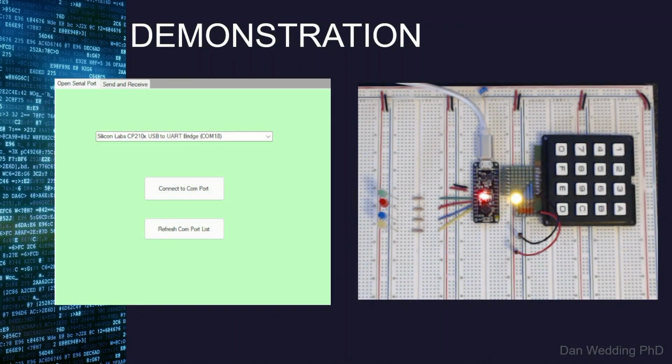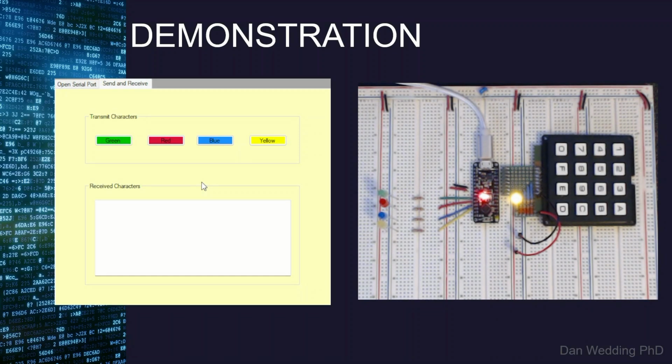This demonstration will show you how to connect your Visual Basic project to an Arduino using the programming cable. I have already powered up the circuit and Visual Basic has found the cable on port 18. Now I can connect to port 18 to control the Arduino.